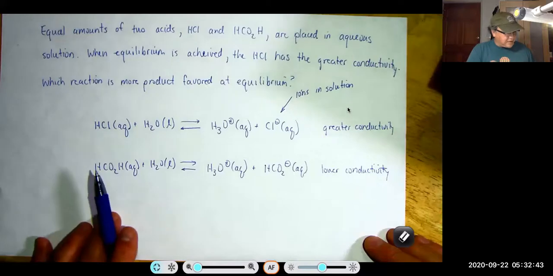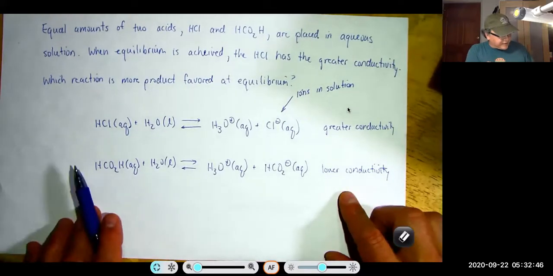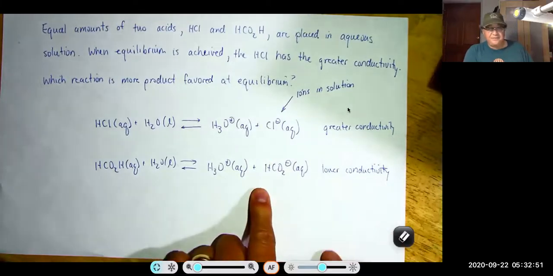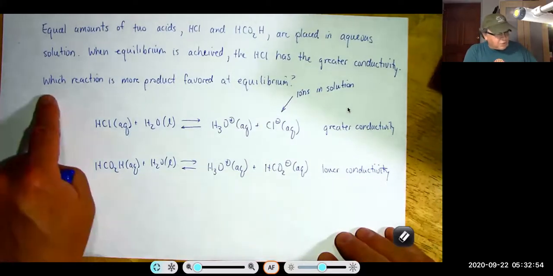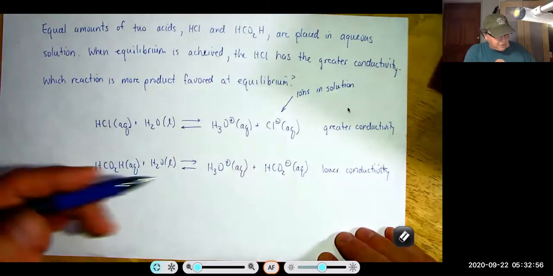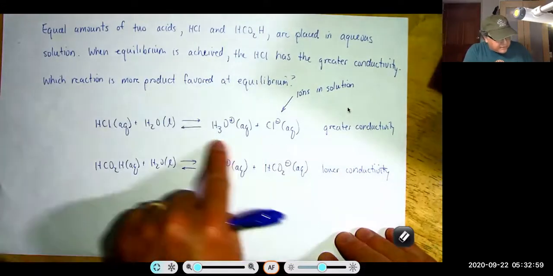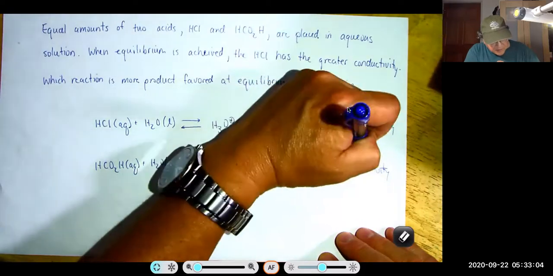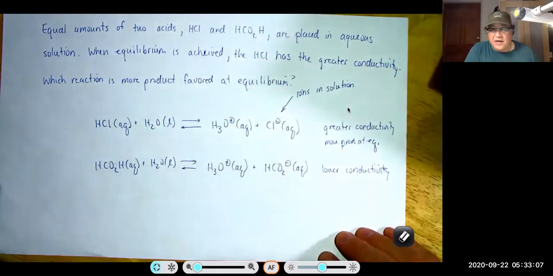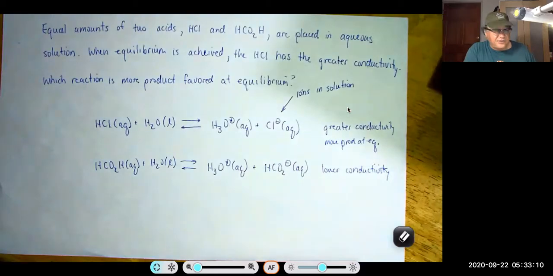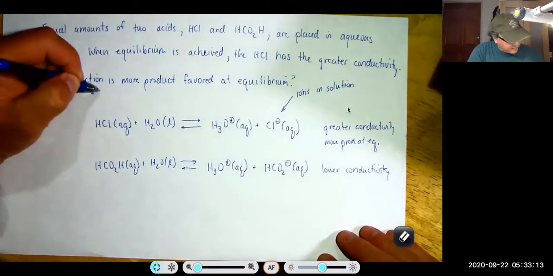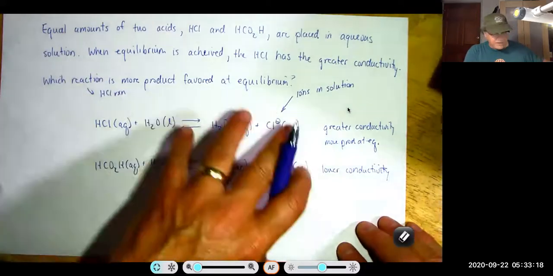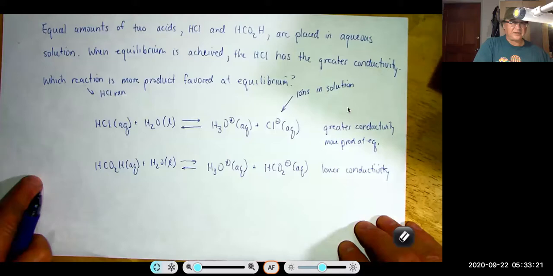So here, what they're telling us is that this solution has greater conductivity and this one has lower conductivity. And they're asking us which is more product favored at equilibrium. Well, if this has more conductivity, it also has more product at equilibrium because that would give it more ions. So the answer is the HCl reaction. Okay, so this problem is kind of a jump ahead of where we should be, but that's all right.